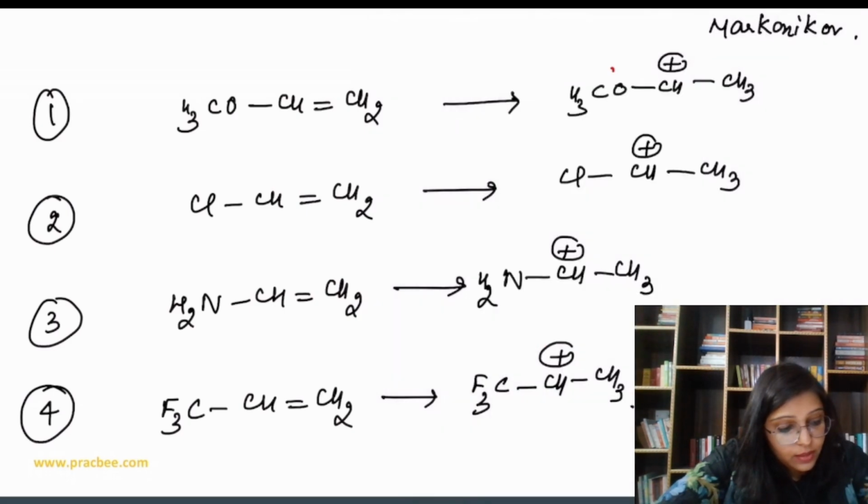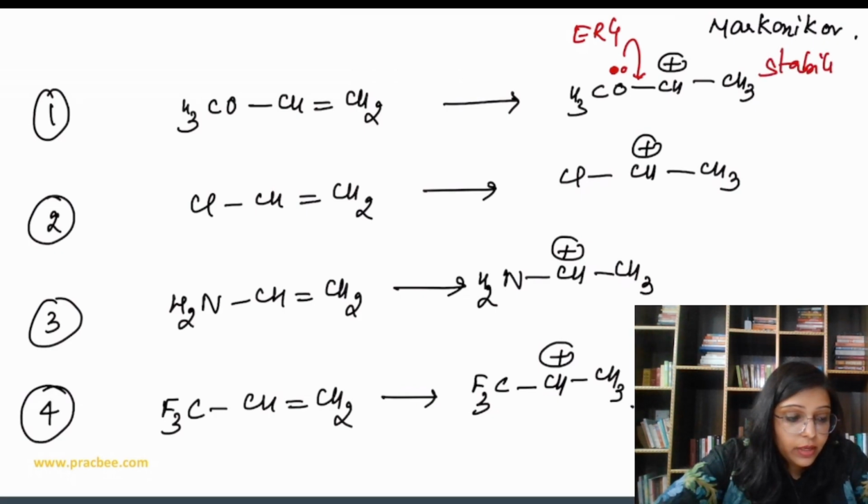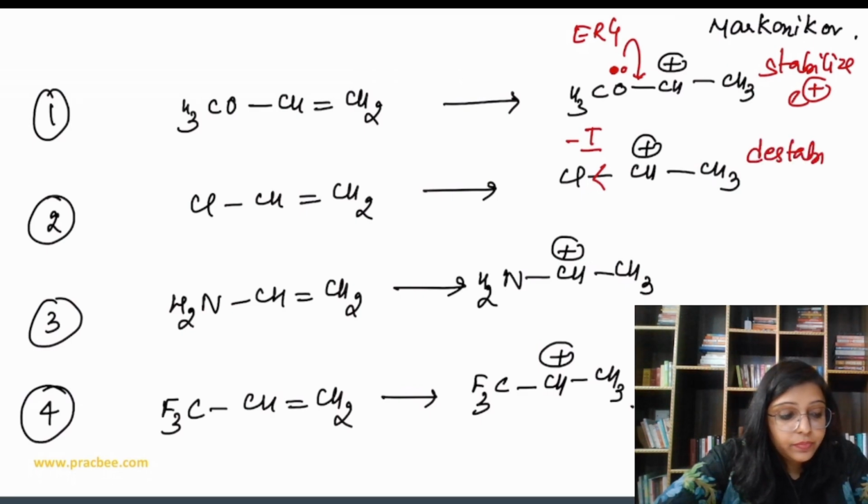So see, this is the electron releasing group. So the electron releasing group stabilizes the carbocation. Okay, stabilizes the carbocation. Here we have Cl, so it withdraws. So here we have minus I, so it destabilizes the carbocation. Here NH2 has a lone pair, so again an electron releasing group, so it stabilizes the carbocation.